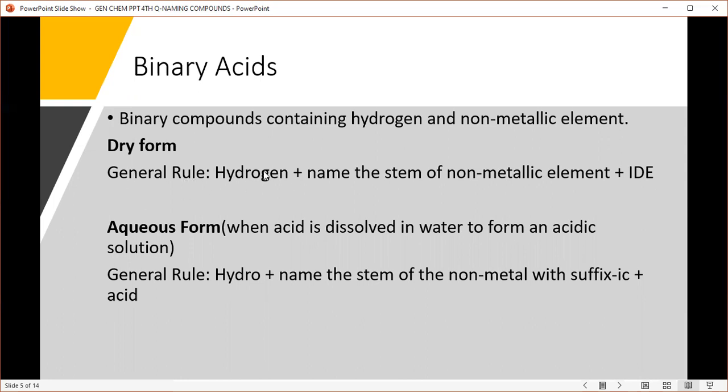But when this specific acid or binary acid in dry form is dissolved in water to form an acidic solution, the general rule in naming is hydro. Okay, just simply write the name hydro plus the name of the stem of the non-metal with the suffix IC. Okay, plus the term acid. So that's hydro, name the stem of the non-metal with the suffix IC plus acid.